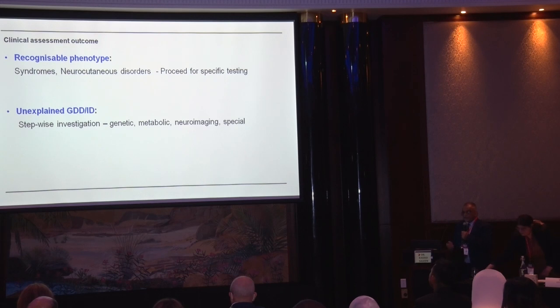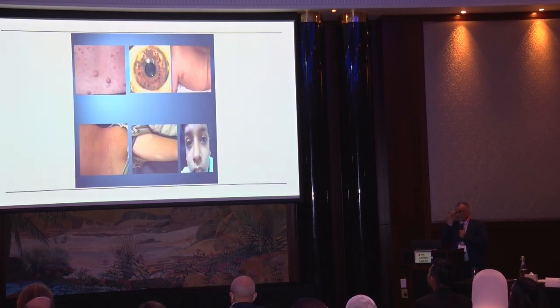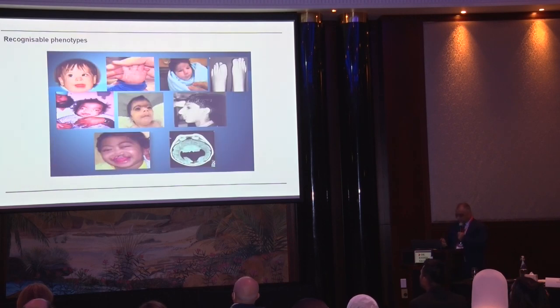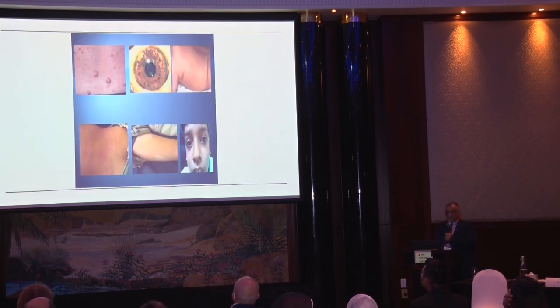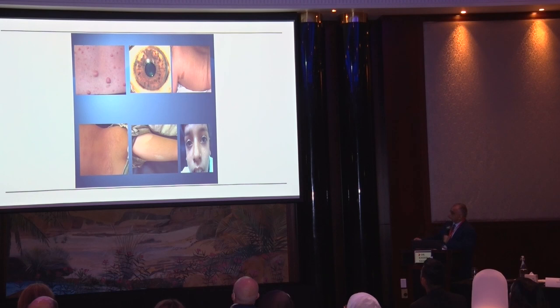Then unexplained is where you will do, okay, this is just, I'll not go into details of what these are, but this is just to highlight dysmorphology. It could be synophrys, it could be midface hypoplasia, it could be low set ears, it could be low hairline, it could be cleft palate and whatever. And neurocutaneous markers are also very important. You can have neurofibroma, you can have Lisch nodules, you can have café-au-lait spots, you can have ash leaf spots, you can have shagreen patch.